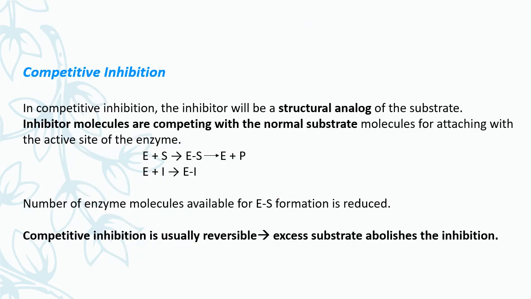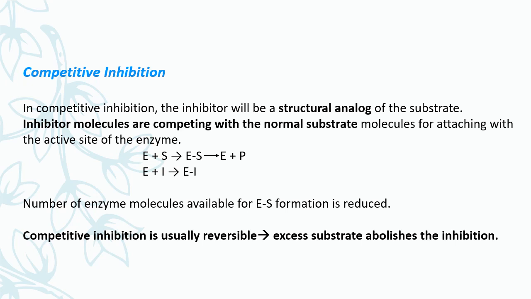So the first is competitive inhibition. You have all gone through competitive examinations, isn't it? Competition means more than one person competes for a single place. So here also, competition between what? Competition between the normal substrate of the enzyme and the inhibitor. How is the inhibitor molecule able to compete with the normal substrate of the enzyme? Because inhibitors are structural analogs, structurally very similar to the substrate.